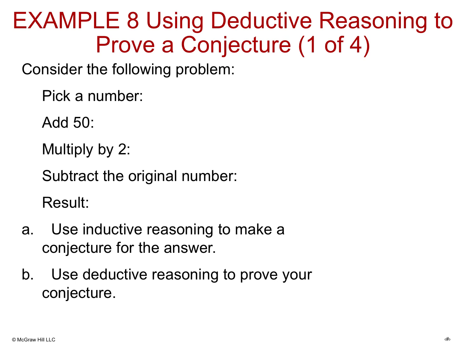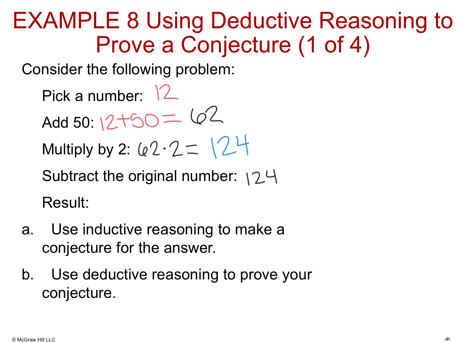What number do I want to pick? Let's see. I'm going to pick 12 again. Why not? Okay. I'm going to add 50 to 12. All right, so 12 plus 50 is equal to 62. I'm going to multiply that by 2, which gives me 124. Then I'm going to subtract the original number. So minus 12 is equal to 112. So my result is 112.